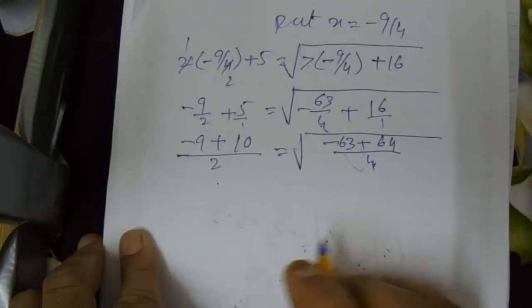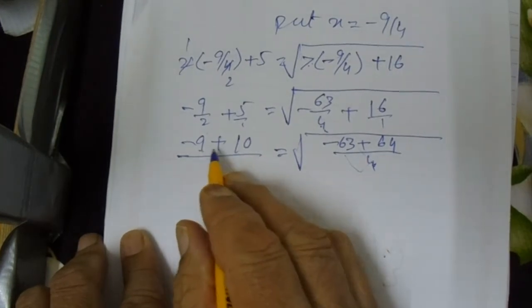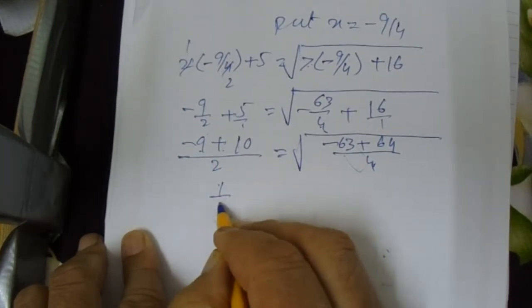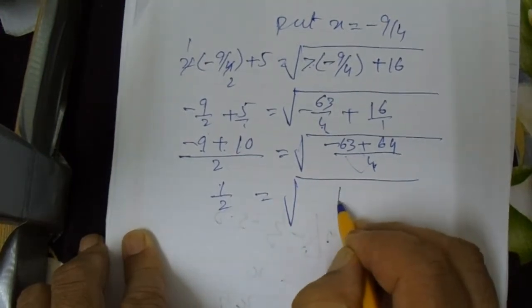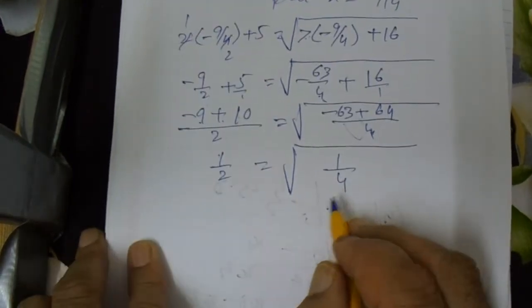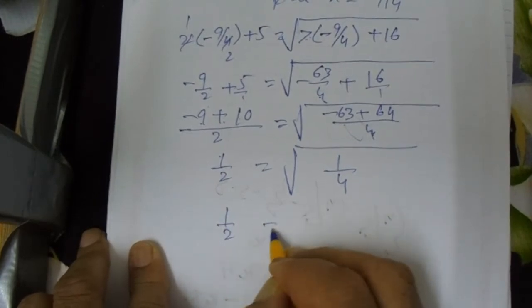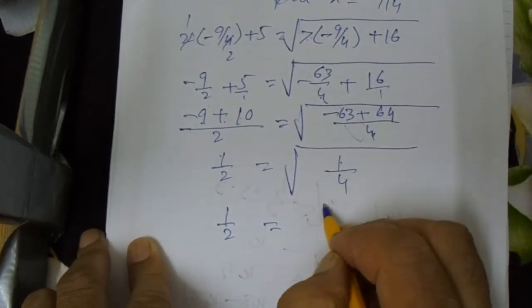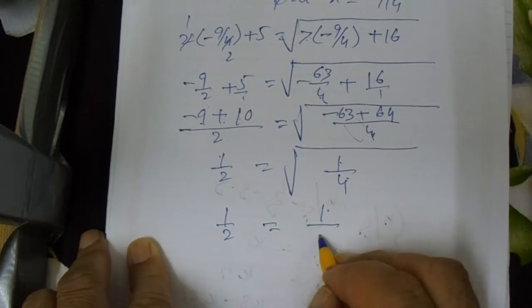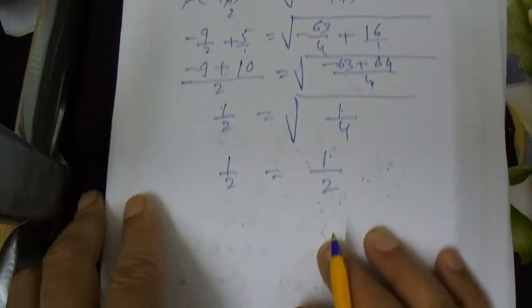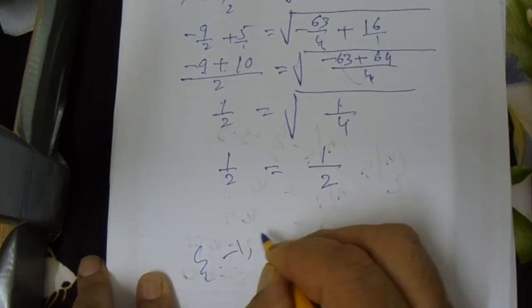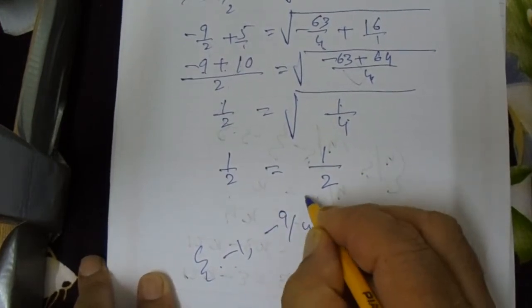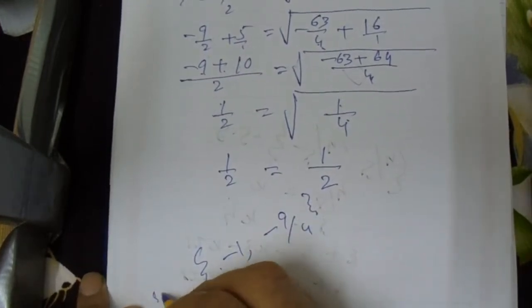Now again next step will be here minus 9 plus 10, 1 over 2 is equal to here square root under root 1 over 4. Now 1 over 2 is equal to the square root of 1 is 1 and the square root of 4 is 2. Now left hand side is equal to right hand side. Now our solution set is minus 1 and minus 9 by 4. It is our solution of this exercise.